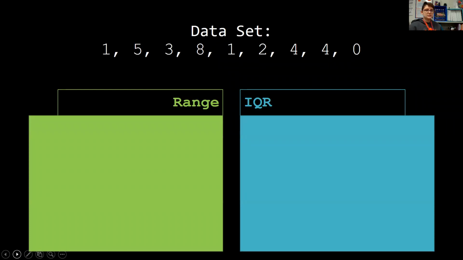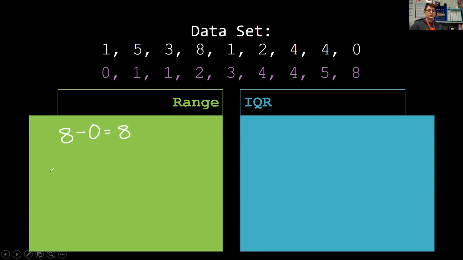So let's jump into some examples. This data set might look familiar because it is from our mean, median, and mode video. This came from the question, how many siblings do you have? The first thing we need to do is organize this so that the numbers are in order from smallest to largest. Once we do that, we can begin working to find our range and our IQR. So the range is the largest number, 8, minus the smallest number, 0. 8 minus 0 leaves us with 8 for the range.